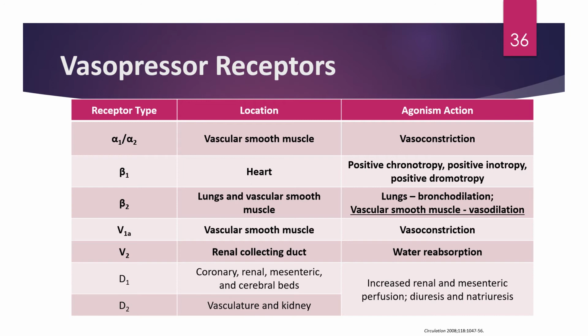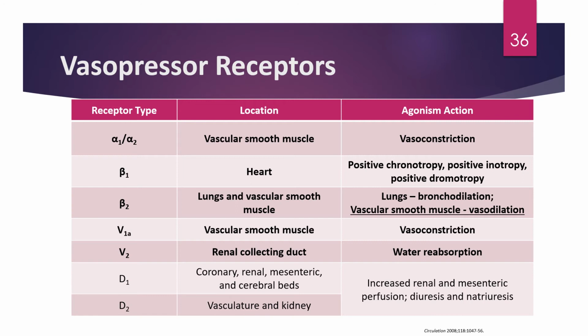Beta 1 is primarily found on the heart. And whenever you activate beta 1, that increases your heart rate, or chronotropy, and increases your contraction, or inotropy, and it increases your conduction, also known as dromotropy.